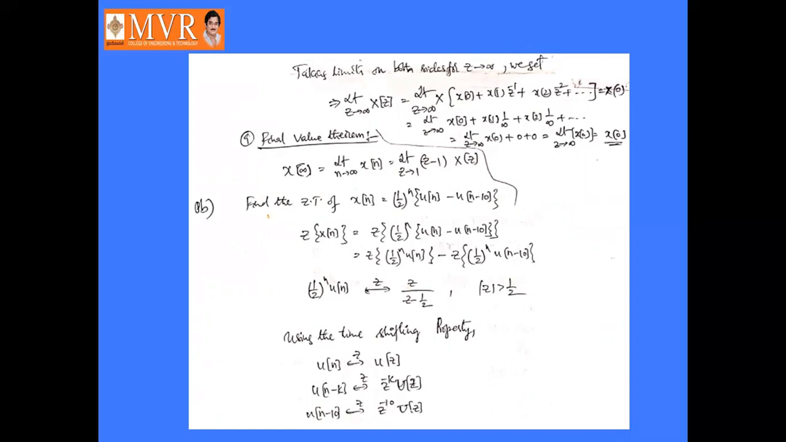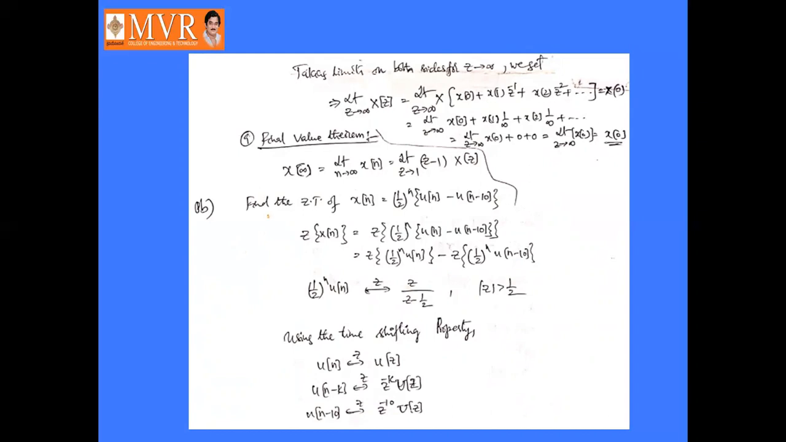Find the z transform of x of n is equal to (1 by 2) whole power n into u of n minus u of n minus 10. Okay, so the z transform of x of n equals the z transform of (1 by 2) whole power n into u of n minus u of n minus 10. Right, so it is equal to the z transform of (1 by 2) whole power n into u of n minus the z transform of (1 by 2) whole power n into u of n minus 10.